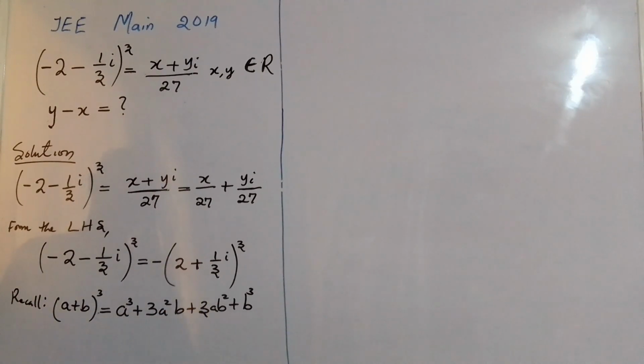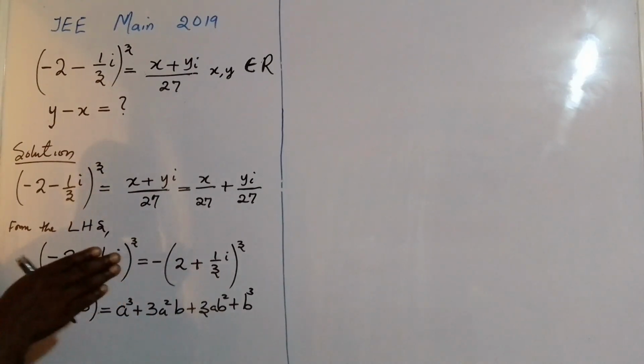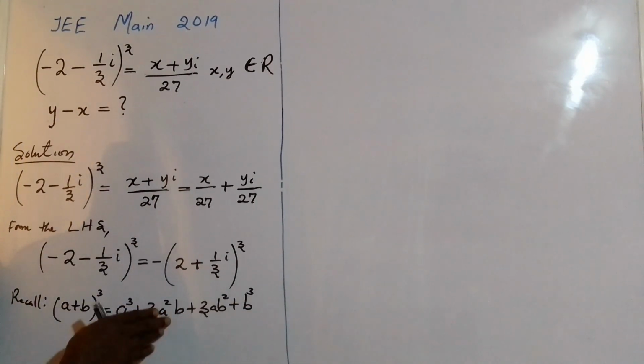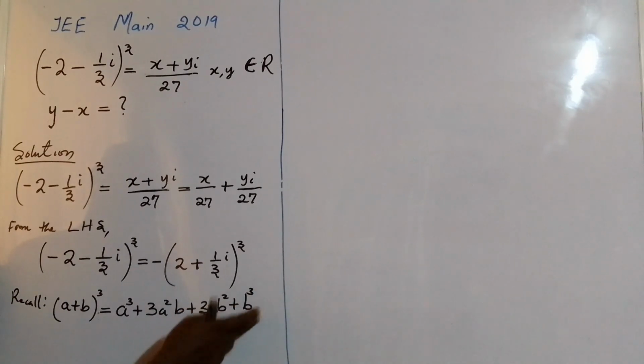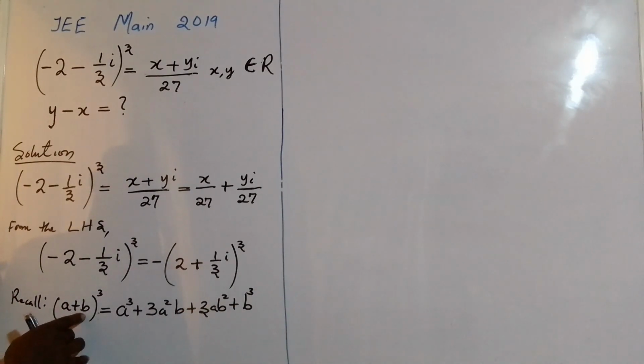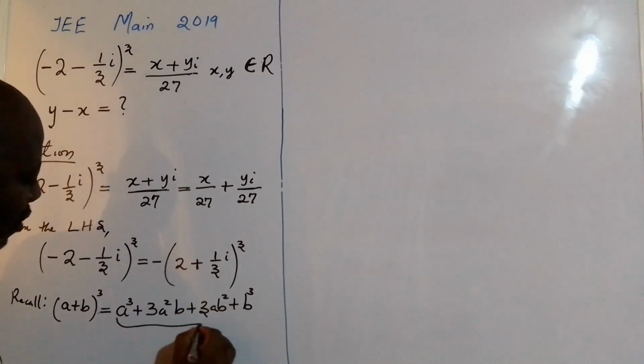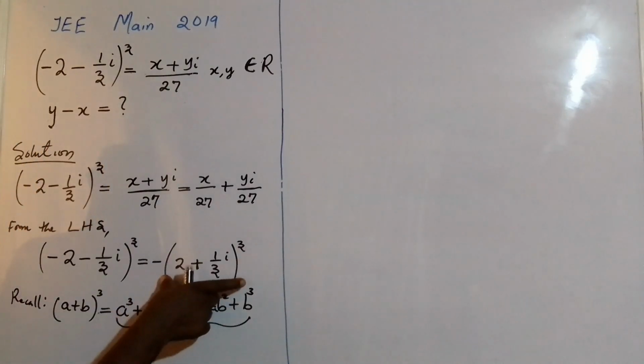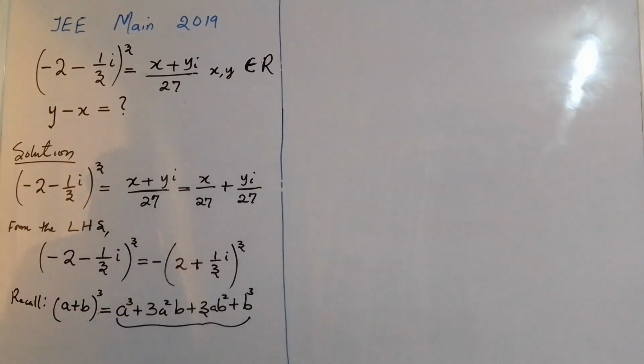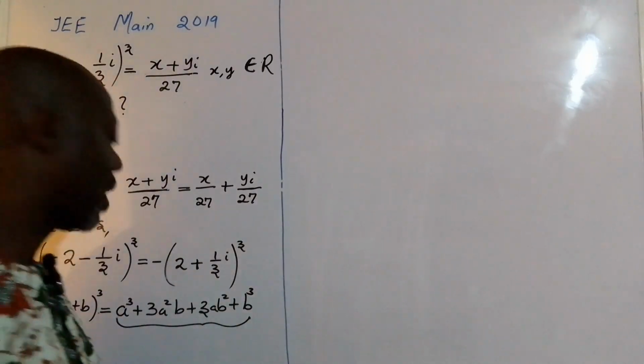Of course, for the first term, a, the powers decrease in that order from 3 to 2 to 1 to 0. And then for the second term, b in this case, the powers increase starting from 0 to 1 to 2 and then to the third power. So let's see how we are going to use this to expand or simplify what we have here.